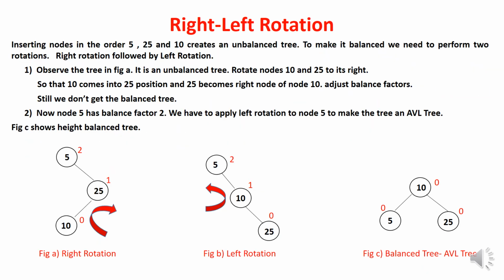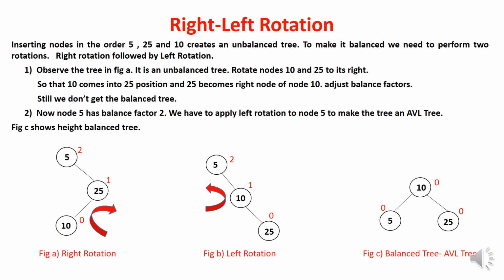Let me explain right-left rotation. Inserting nodes in the order 5, 25 and 10 creates an unbalanced tree as shown in figure A. To make it balanced, we need to perform two rotations: a right rotation followed by a left rotation. Observe the first tree. It is an unbalanced tree. Rotate node 10 and 25 to its right.